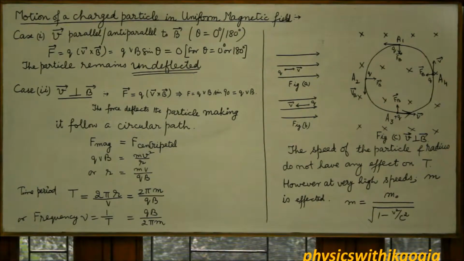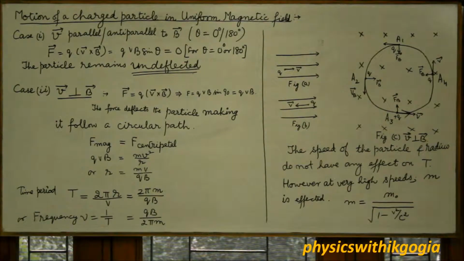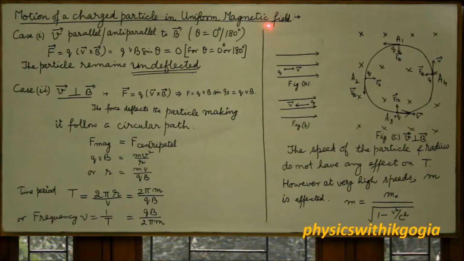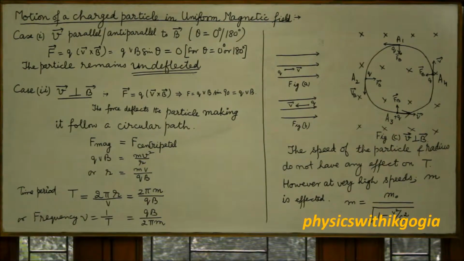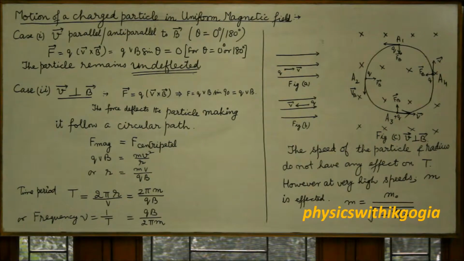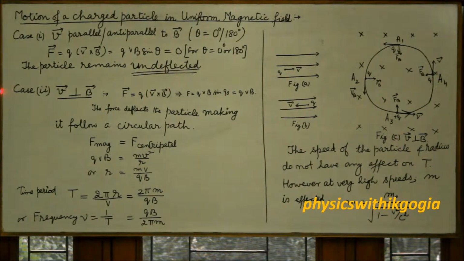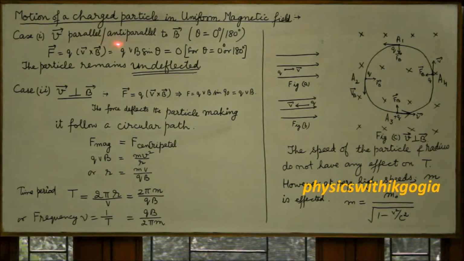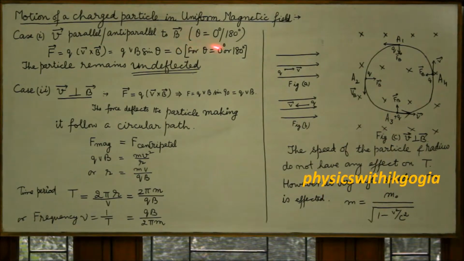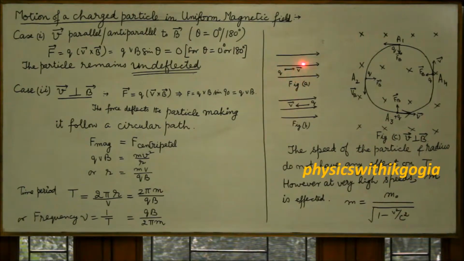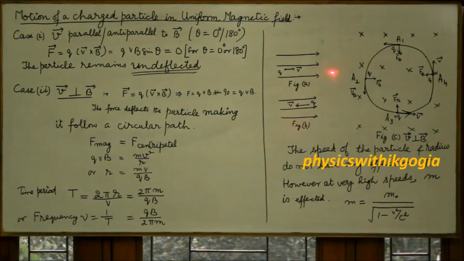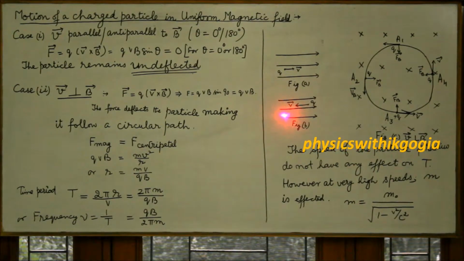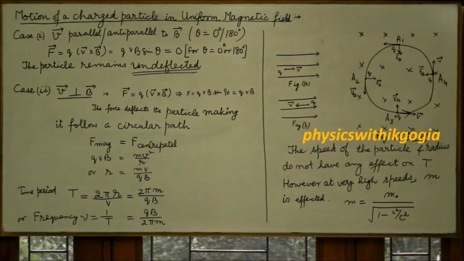In the present video, we'll study how a charged particle moves in a uniform magnetic field. There are different possibilities. Simple cases first. Case 1, the particle moving parallel or anti-parallel to the magnetic field. Here this is the magnetic field and a charged particle moving along the field, that is parallel to the field, and in this figure B it is moving anti-parallel to the field.